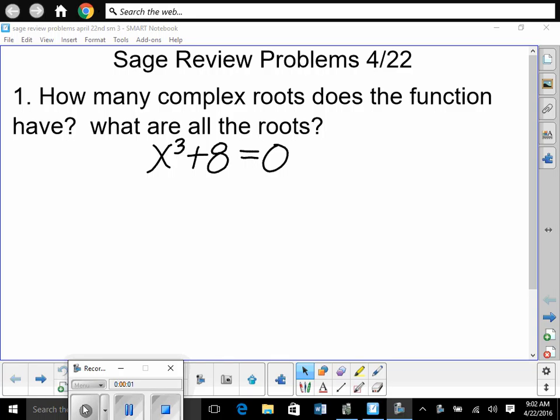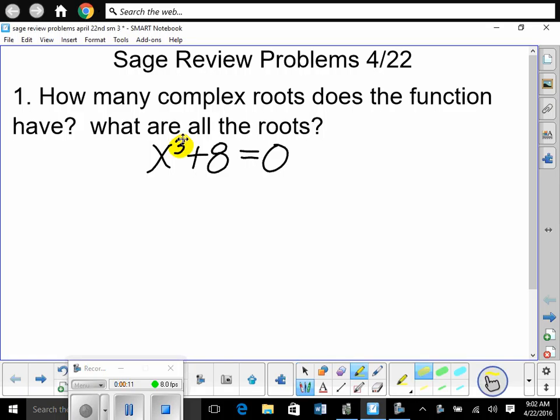Complex roots does the function have? What are all the roots? So first of all, complex roots just means what's the highest degree. So how many roots does this have? 3. So there's 3 solutions. Now that doesn't mean there's 3 real solutions necessarily. It just depends on the problem.